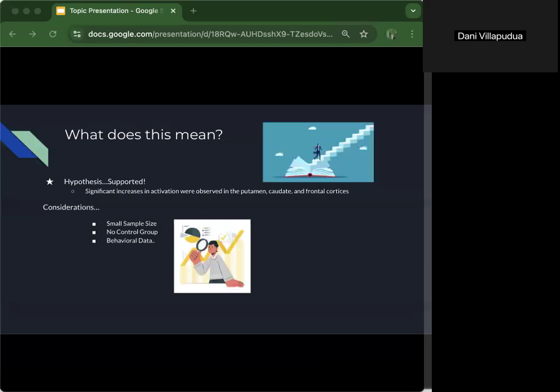So the authors conclude that LDX modulates brain activity in regions involved in reward processing, which is linked to ADHD symptom improvement, and significant increases in activation were observed in the putamen, caudate, and frontal cortices, supporting the idea that stimulant medications, which has been an ongoing debate, do enhance activity in reward-related areas to improve symptoms.